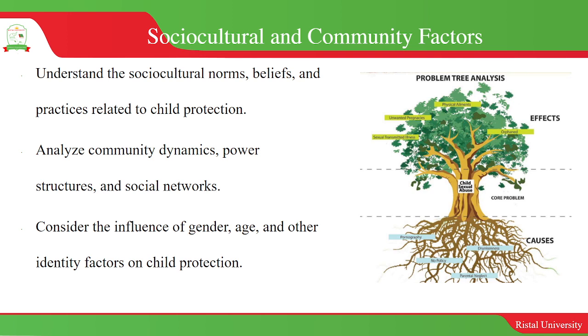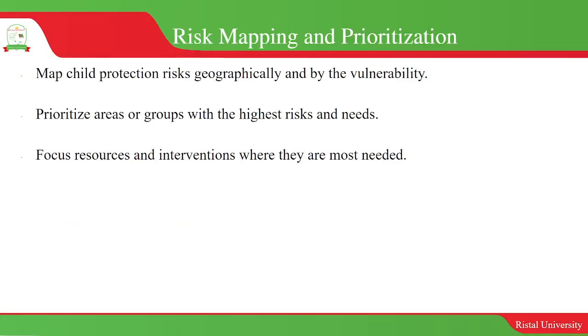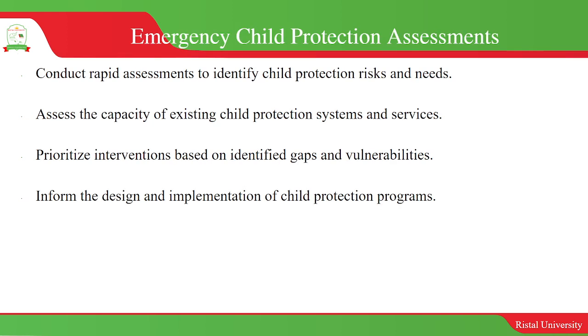These factors are very important because they give you an idea of the underlying causes, the immediate causes, and the conditions that are making sure that this problem continues to exist. And then do what we call risk mapping and prioritization. You map out the areas with the highest level of vulnerabilities.